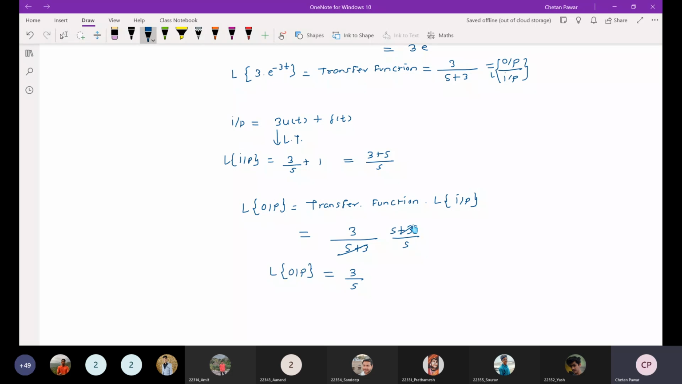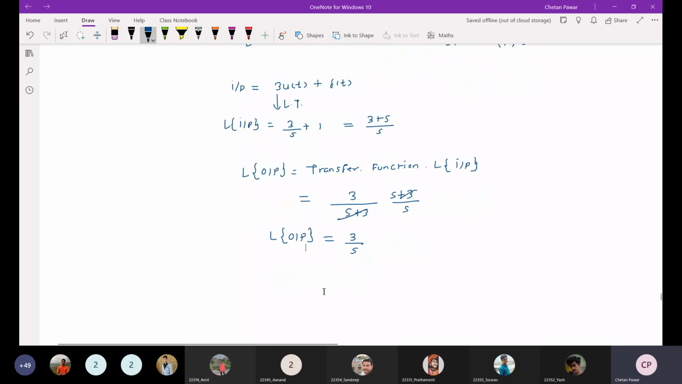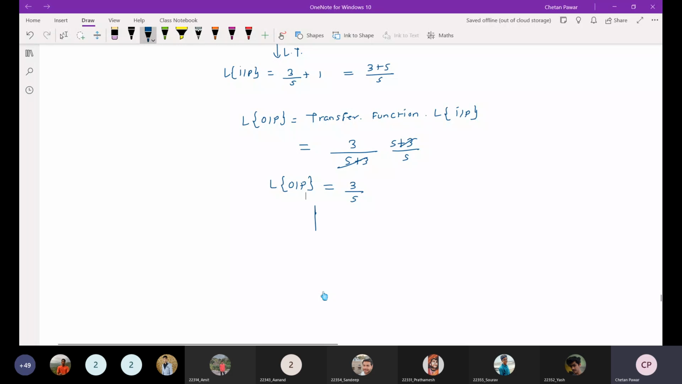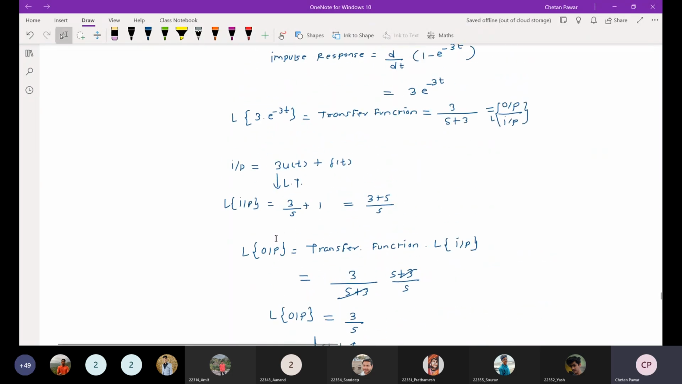If you take the inverse Laplace transform of this, you will get the equation in the time domain. So this way, the output in the time domain will be 3 into u(t). This will be the response of the system for that particular input. So this way you can calculate the response of the system.